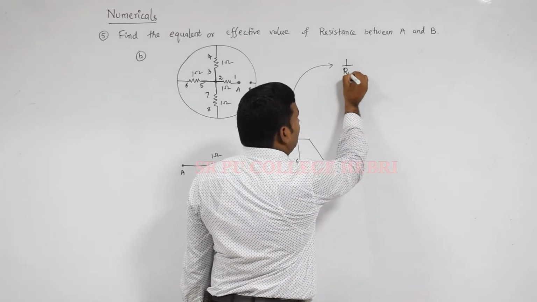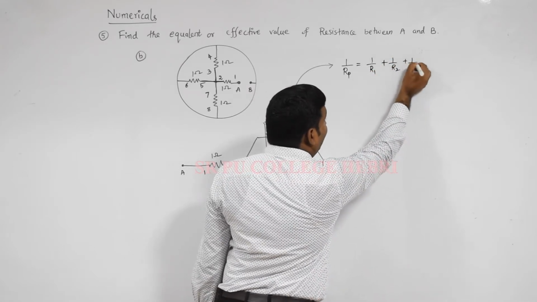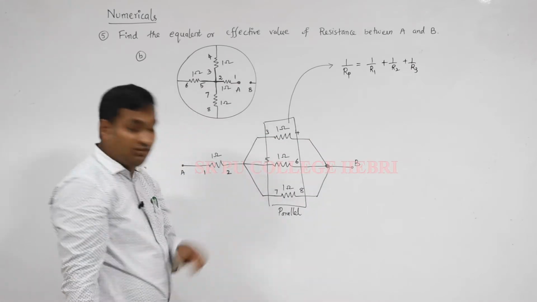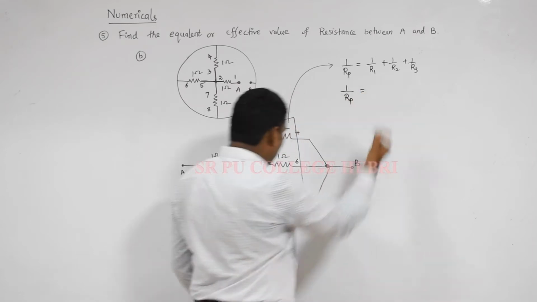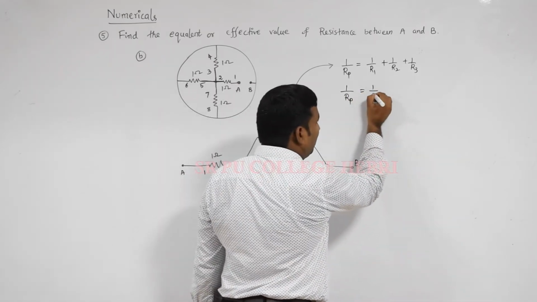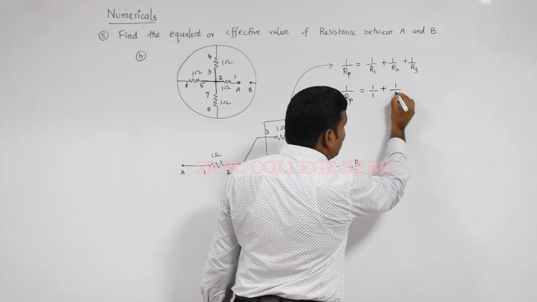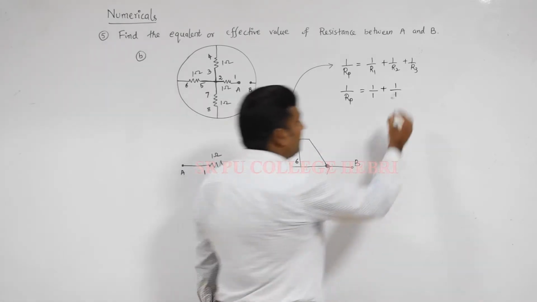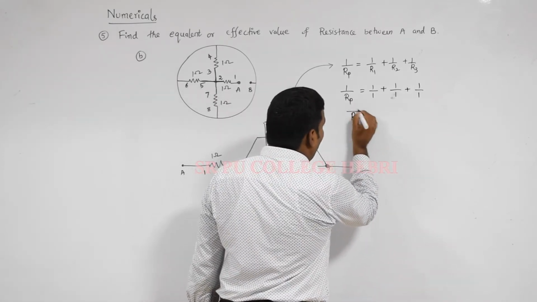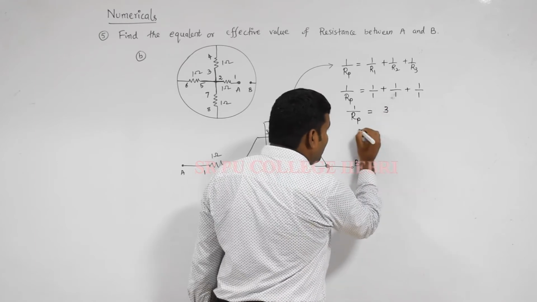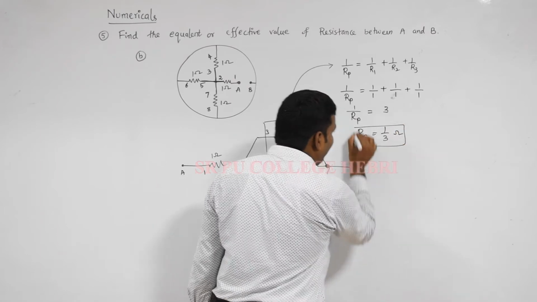The effective value of resistance is 1 by Rp is equal to 1 by R1 plus 1 by R2 plus 1 by R3. You have to write it like this. Then 1 divided by Rp is equal to 1 by R1, which is 1, plus 1 by R2. What is the value of R2? R2 is also equal to 1. Plus 1 by R3. R3 is also equal to 1. After simplification, we got 1 by Rp is equal to 3. In other words, Rp is equal to 1 by 3 ohm. This is the answer for Rp.